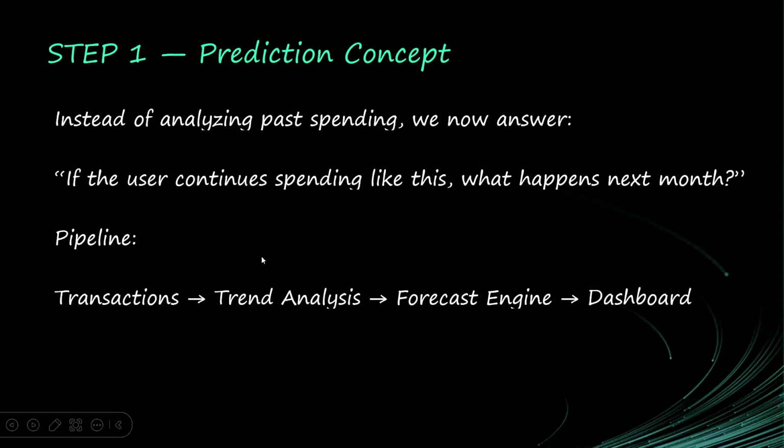So we get the transactions from the Prisma. We analyze the trends of the person's spending. We give it to the forecast engine. The forecast engine will forecast, AI will forecast it, and then give it to our dashboard.